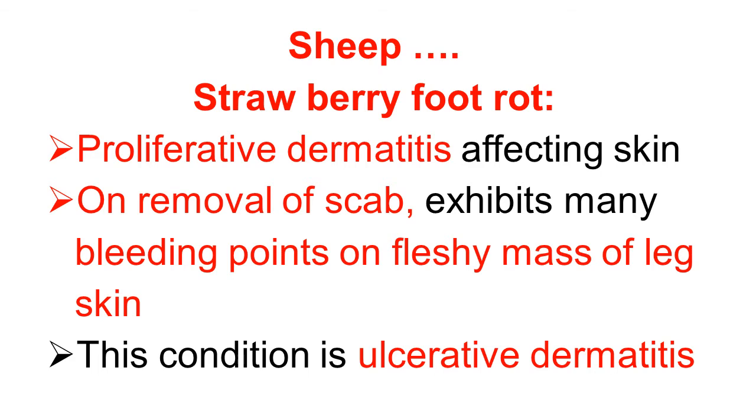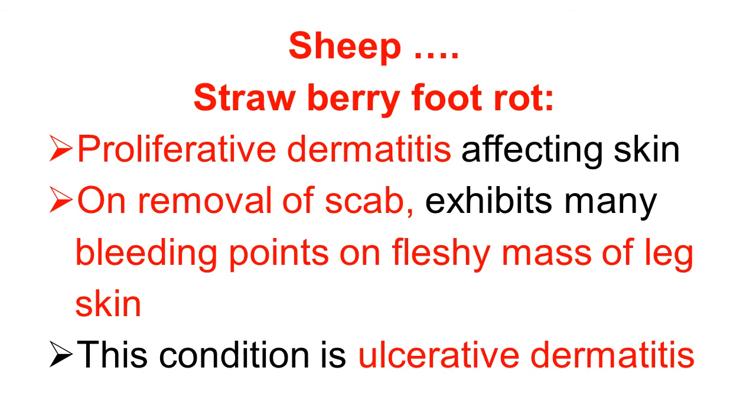Then the third name in sheep is strawberry foot rot. What is this? It is a proliferative dermatitis affecting the skin. There is proliferation of epidermis and a lot of scab formation. On removal of the scab, the underlying part is exposed. There are bleeding points on the fleshy mass of the leg skin, and this looks like a strawberry, so it is called strawberry foot rot.